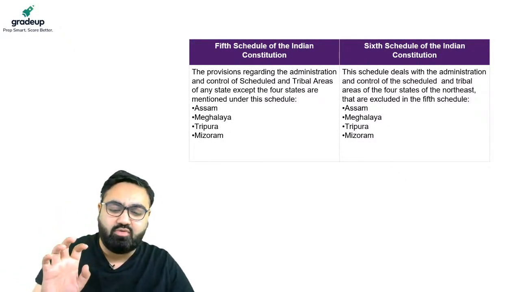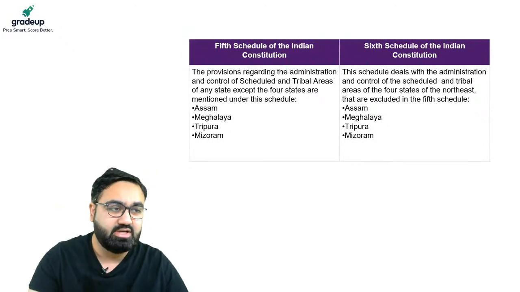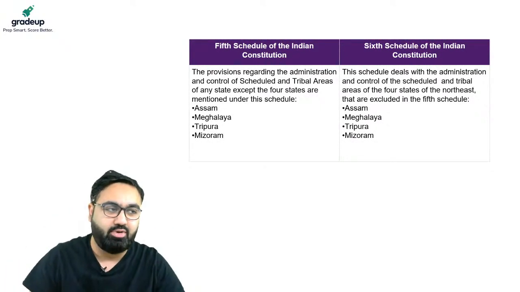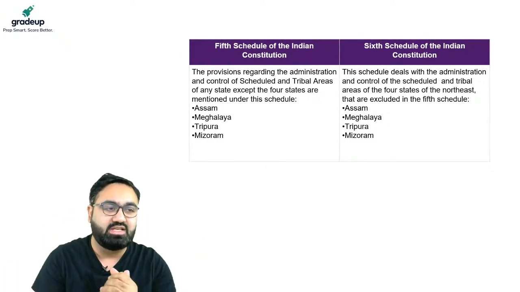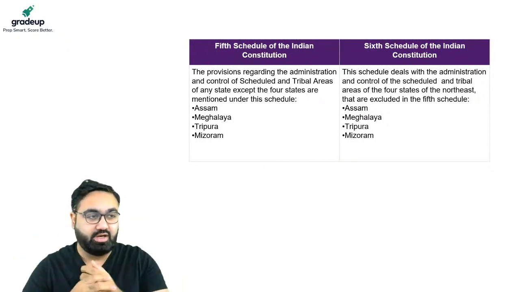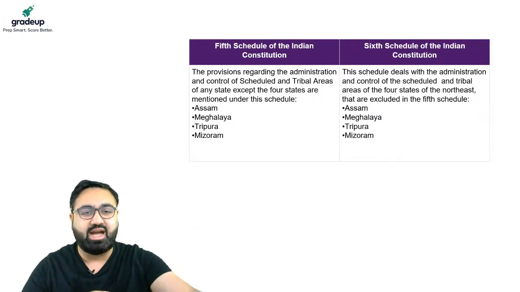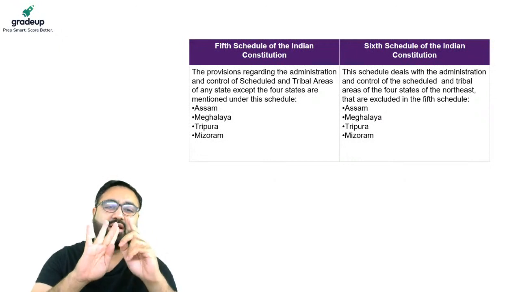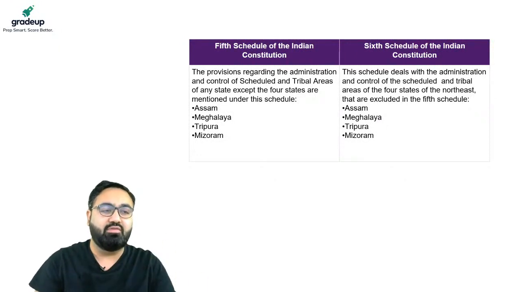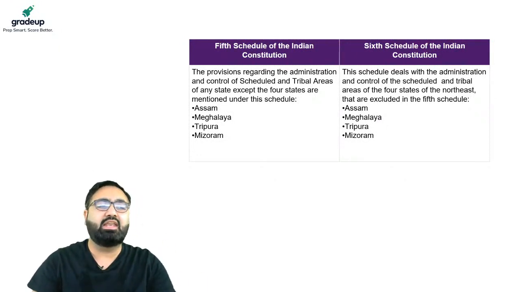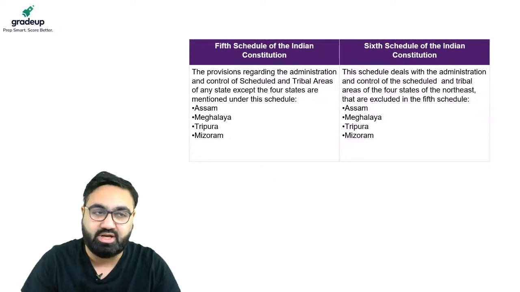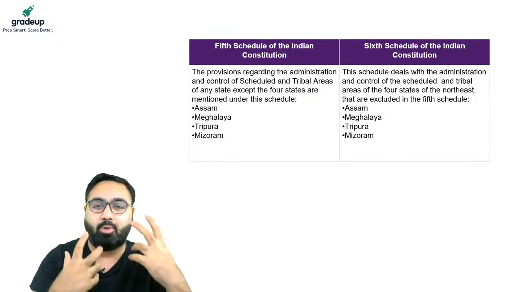In the 5th schedule, we have names of 10 states. So 10 states are given in the 5th schedule, and some of these areas in these states are called scheduled areas. In the 6th schedule, we have 4 states: Assam, Meghalaya, Tripura, Mizoram. Now, how are they different? These are the areas where tribal population lives, where the aboriginal population is living.